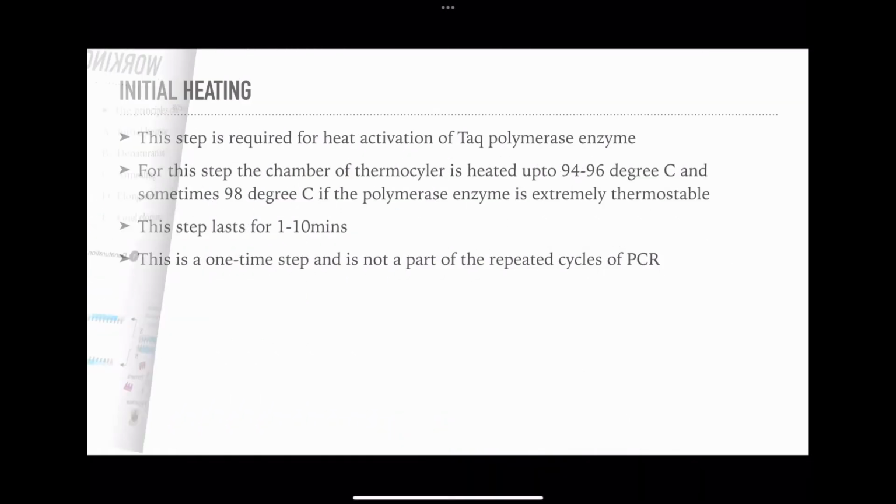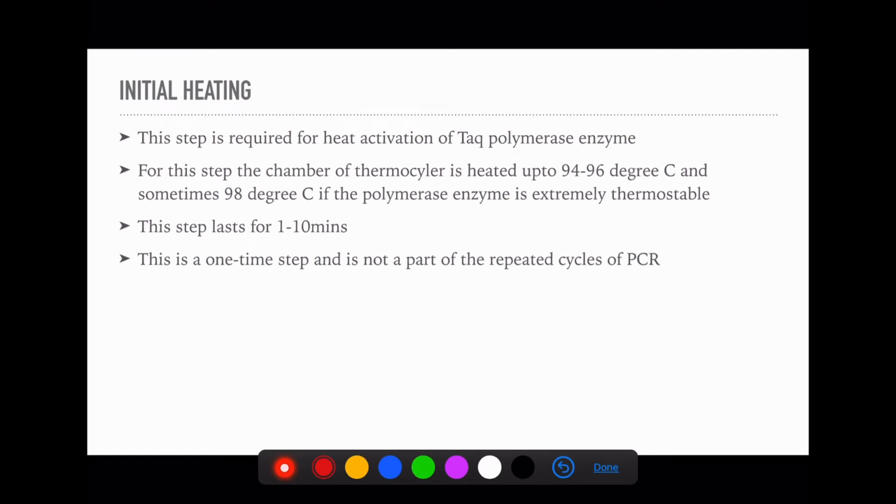The most initial stage of PCR is initial heating. This step is essential for heat activation of Taq polymerase enzyme. In this step, the thermocycler chamber is heated up to 94 to 96 degrees Celsius or sometimes 98 degrees Celsius as well, depending on the thermostability of the enzyme. This step lasts for about 1 to 10 minutes, and this step is a one-time step, as one-time activation of enzyme is enough for the entire protocol.